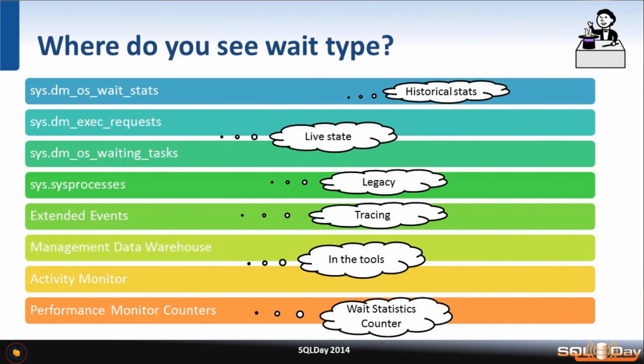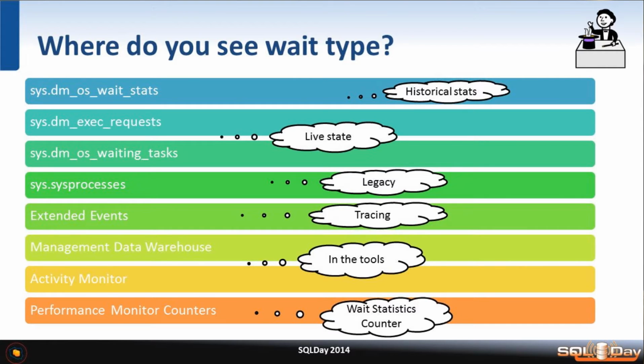Okay. So how do you see these wait types beside the DMVs I just talked about? Wait stats, requests, and waiting tasks, I just mentioned these. Wait stats is historical, right, over time. Let's be very clear, if you didn't know this, this is actually something that's only in memory. So if you restarted SQL Server, you would lose that data. You could store it off and preserve it. You could use something like Management Data Warehouse, which preserves it. Exec requests and waiting tasks are a live state of what's currently running in the system.